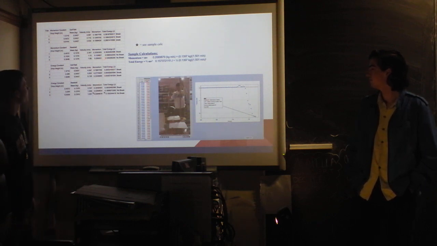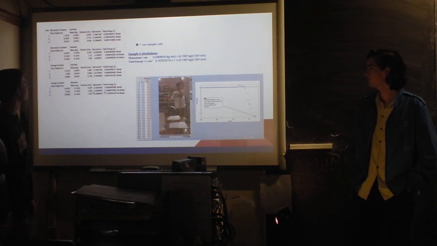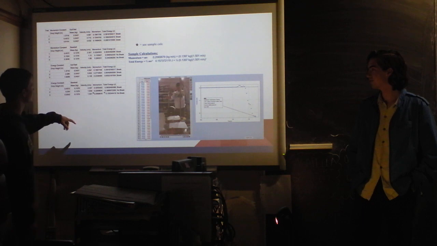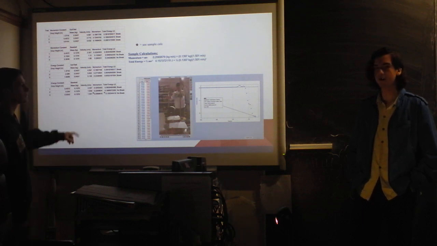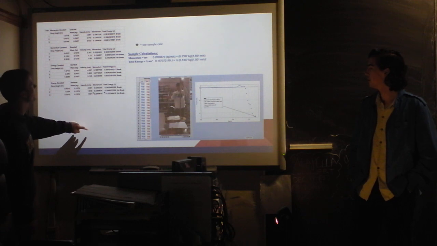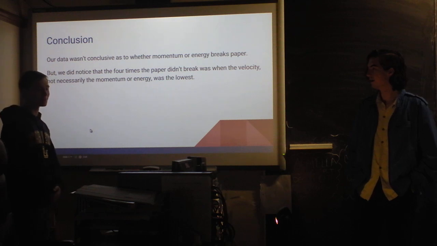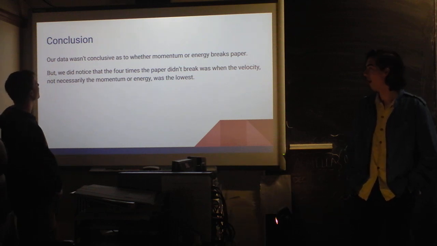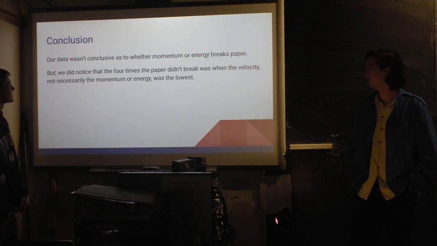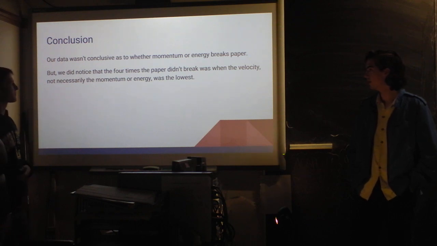It turned out that what we were trying to keep constant didn't really stay constant due to our error. There are a lot of things that could go wrong, because we're dealing with such small numbers. That threw off our conclusion because we weren't able to come to a conclusion using our data. But one thing we noticed that was kind of cool was that the paper broke every time except for 4, and that was only with the baseball, and those were the 4 lowest velocities of all of our runs.